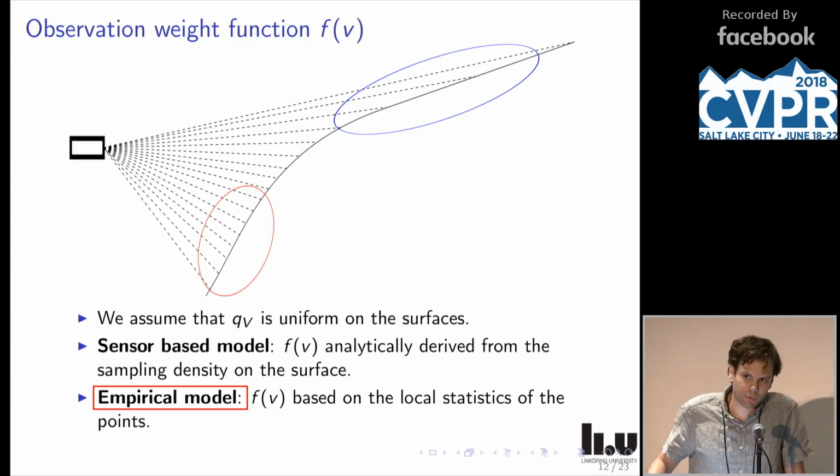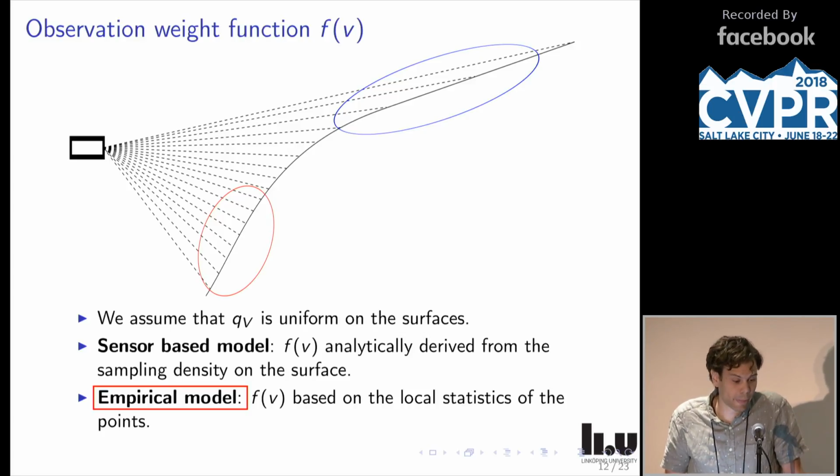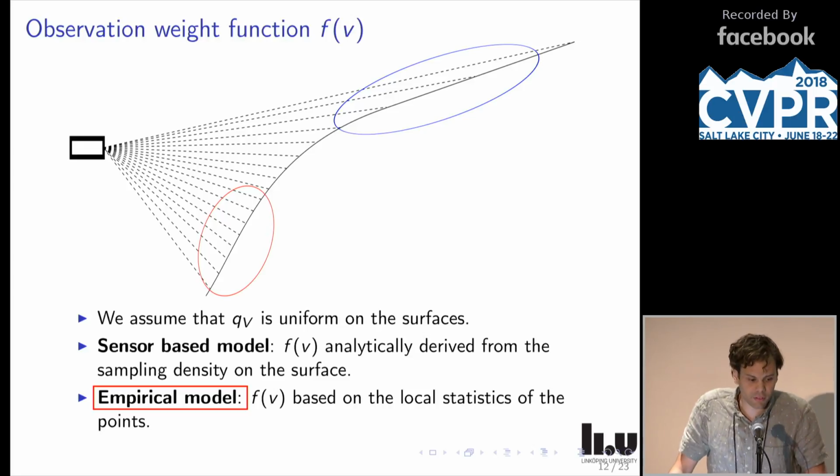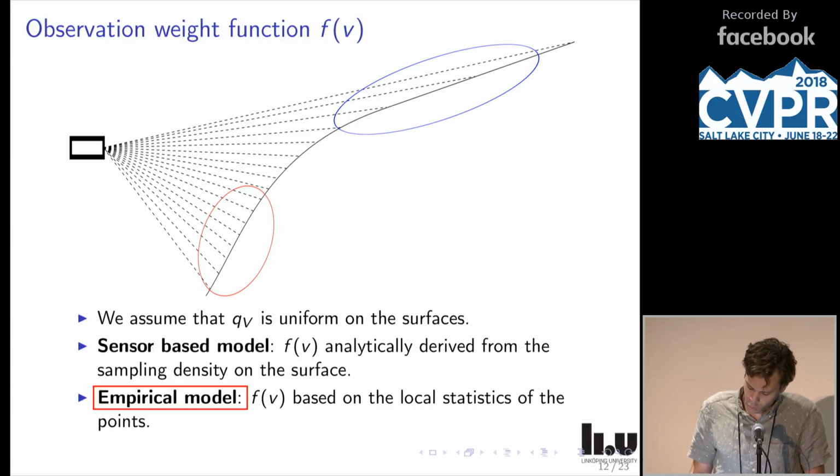So we also propose an empirical model where we base the observation weight function simply on the local statistics of the points. It turned out in the experiments that this empirical model gave the best result, which is nice, since now our observation weight function is independent of the sensor. We don't even need to know what kind of sensor has been used to acquire the point cloud in the first place.